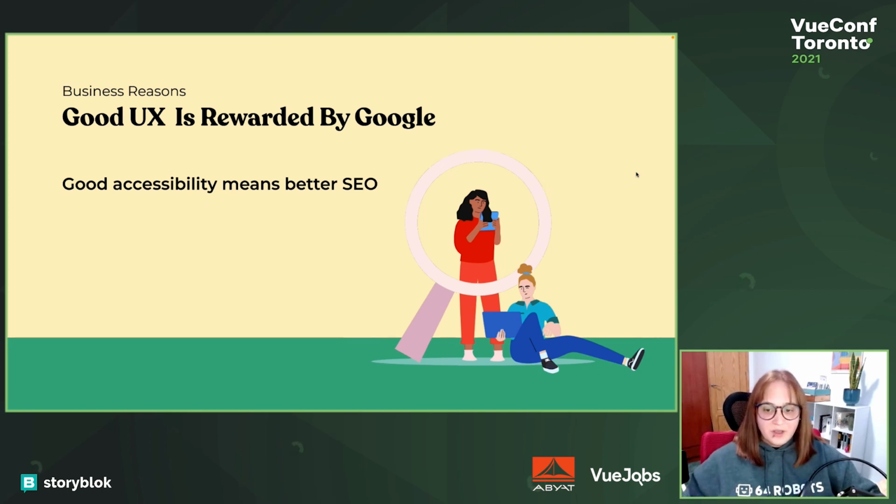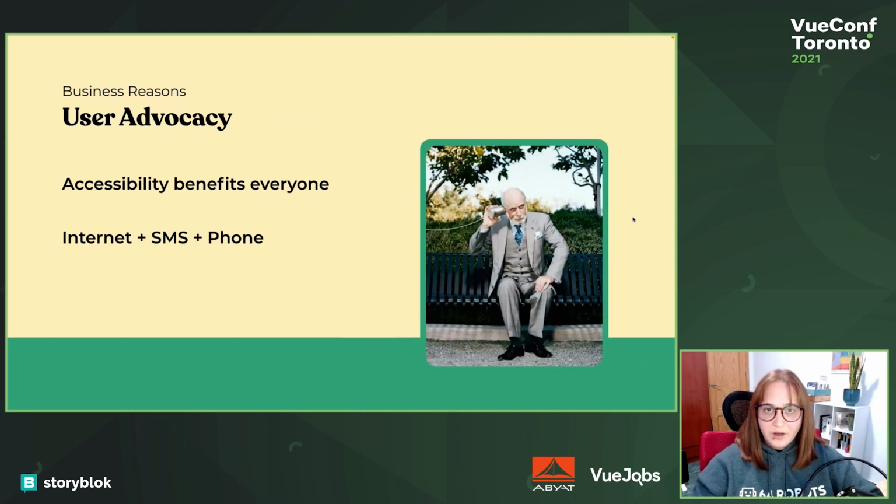So let's move to business reasons. The first one is that Google rewards good UX, and good UX means good accessibility. In general, Google has made it very clear that a better user experience ranks better on search. Also, when we think about accessibility, we are doing user advocacy, which is always a good thing to do. And accessibility benefits everyone. We have plenty of examples of things that were designed and built for people with functional diversity that benefit everyone.